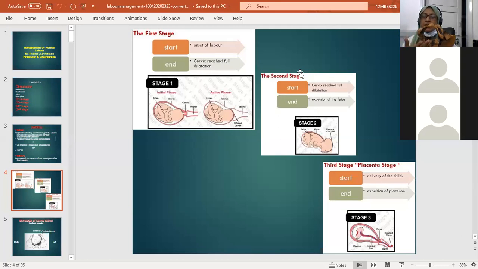So the AP diameter of the outlet is 13.5 centimeters, while the transverse diameter is 11. This is just opposite to the inlet. It means the AP diameter of the outlet is larger than the transverse diameter, while in the inlet the transverse diameter is larger than the AP diameter, because the head is delivered in the AP diameter. Now the AP diameter is 13.5 and the transverse diameter is 11.5 centimeters, and this is because the head is delivered in this.